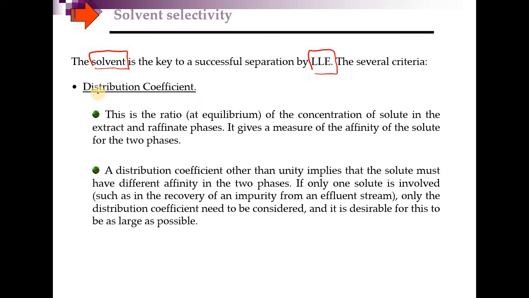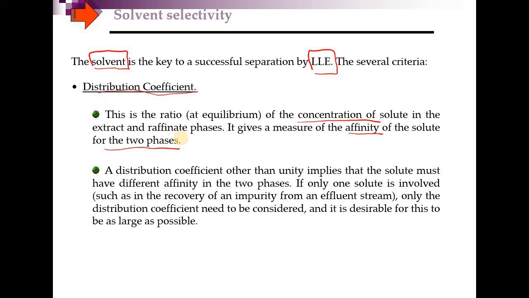For example, the distribution coefficient. There are a lot of criteria that you can choose. Some examples you can read by yourself. So this is the distribution coefficient. What is the distribution coefficient? This is the ratio of the concentration of solute in the extract and the raffinate. So it gives a measure of the affinity of the solute for the two phases.